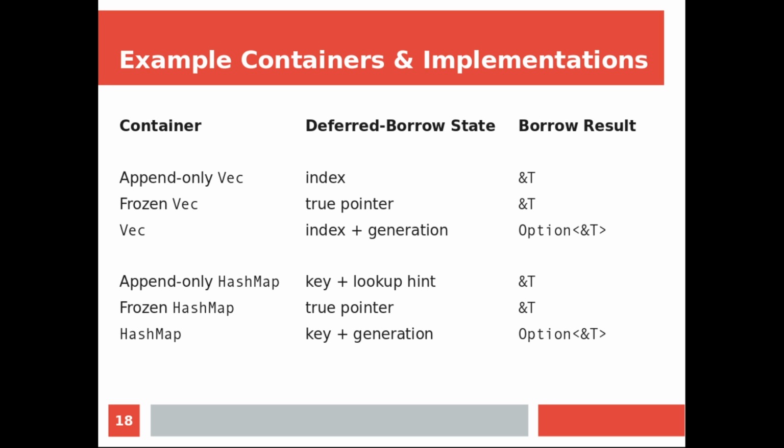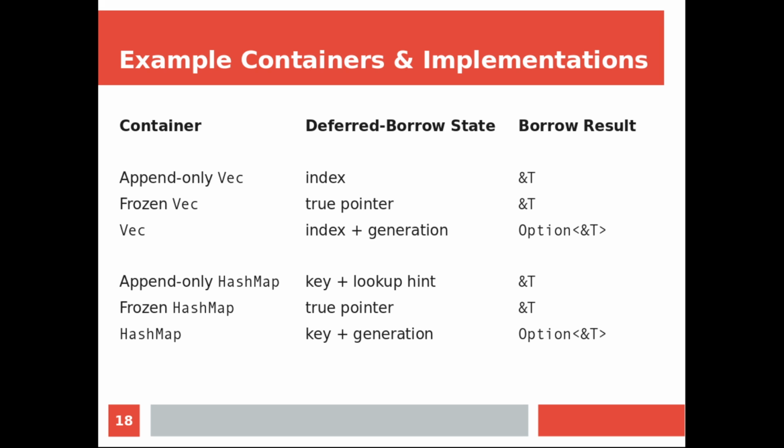However, one could also implement a variant on a fully frozen vector that cannot shrink or grow. This would guarantee no reallocations, so the deferred borrow object could actually be a true pointer, which would be slightly more efficient. One could also provide deferred borrows on a vector that can grow or shrink, if one allows conversion to a true borrow to fail with an optional borrow return value. Similarly, for hash maps, there are several variants one could implement.